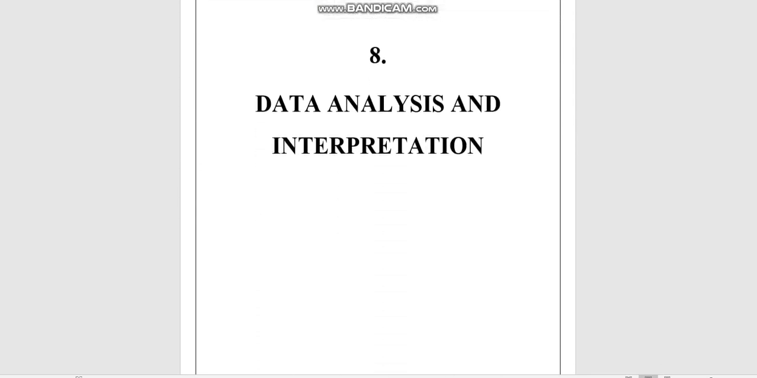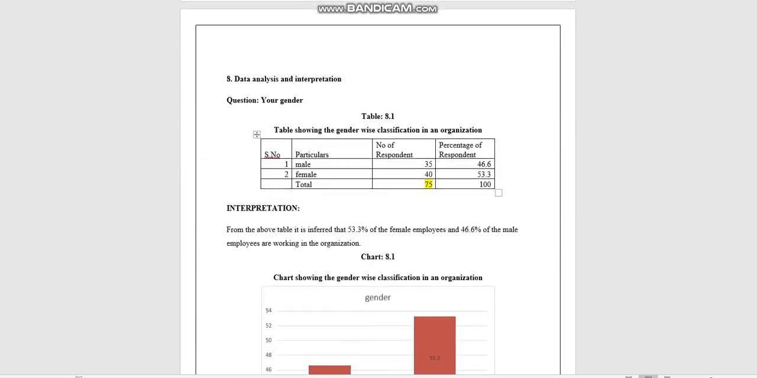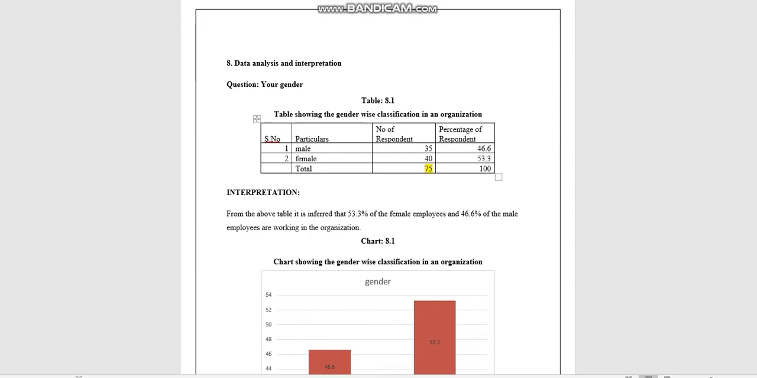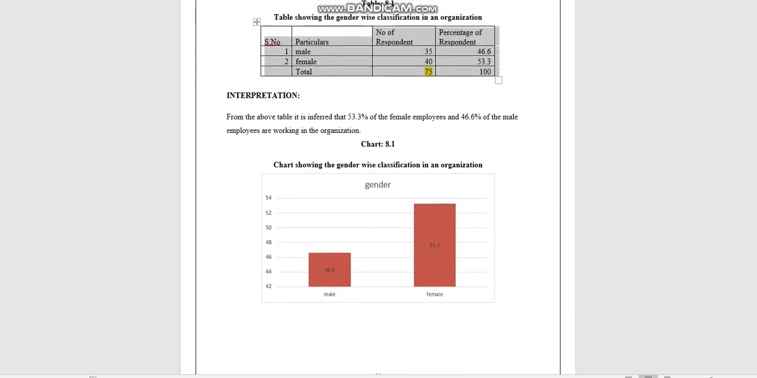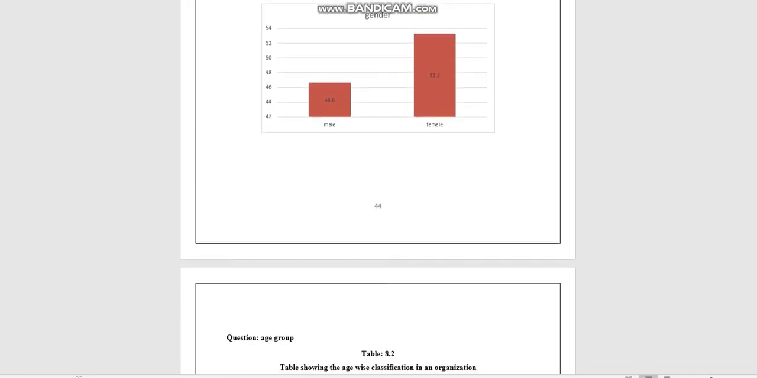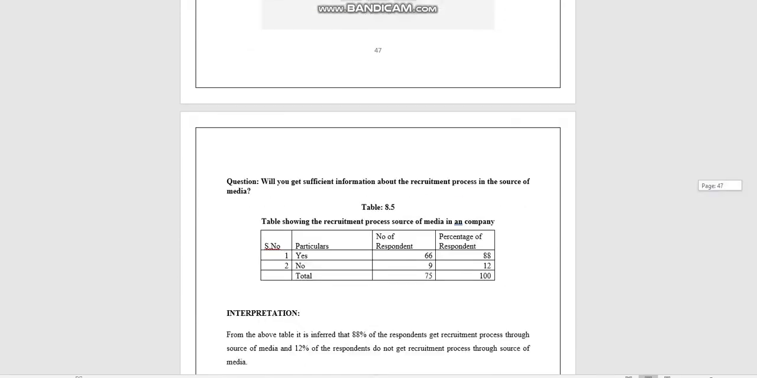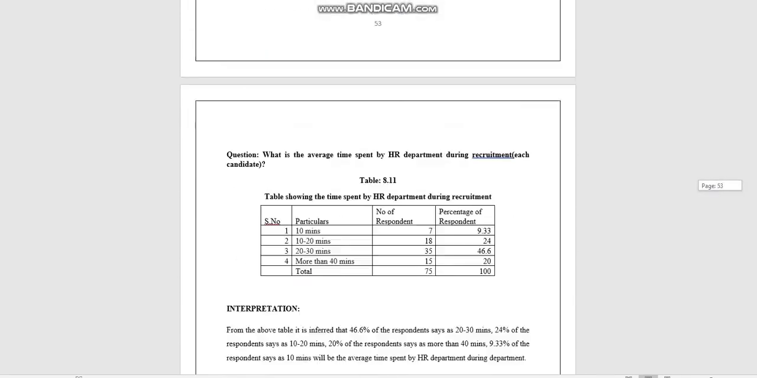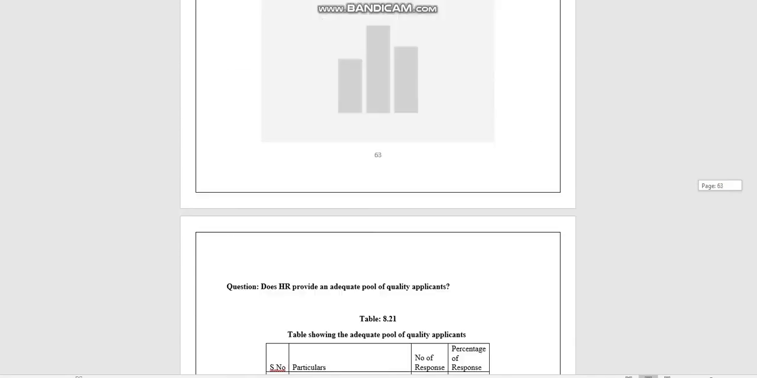And next step I am moving on with data analysis and interpretation. So in data analysis and interpretation I'm going to get the responses from the employees. I'm going to generate a table and a chart representing this process. And next, this is completely a survey report that is based on the employee respondents.